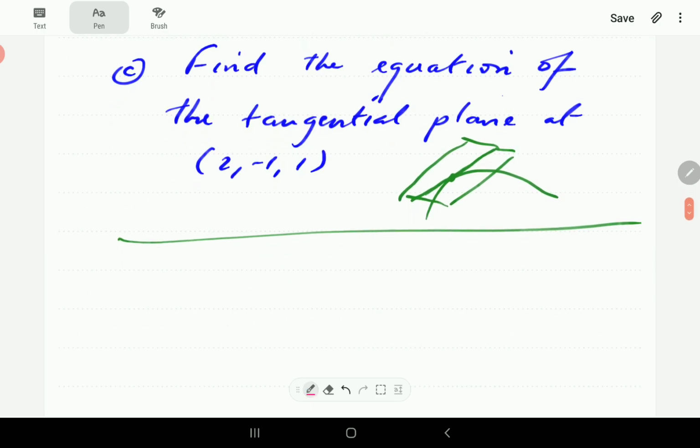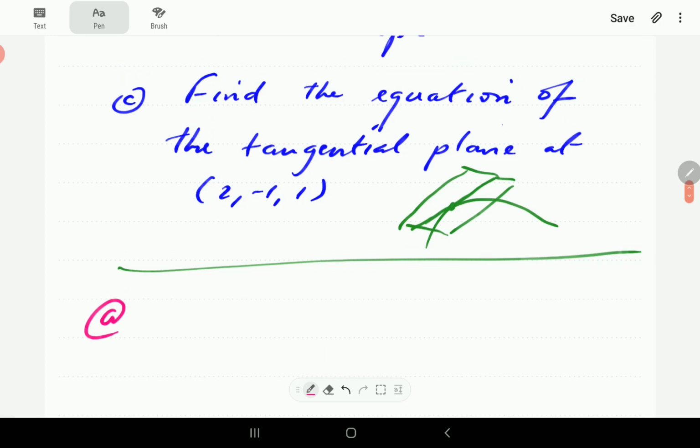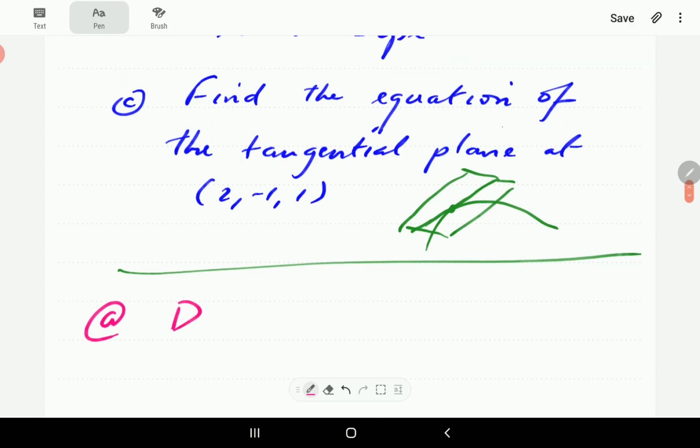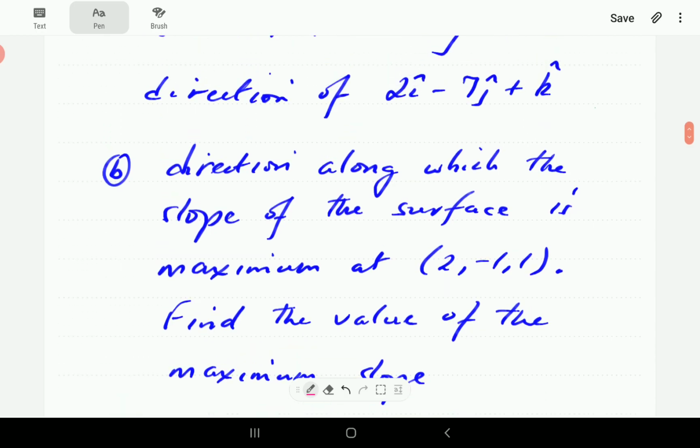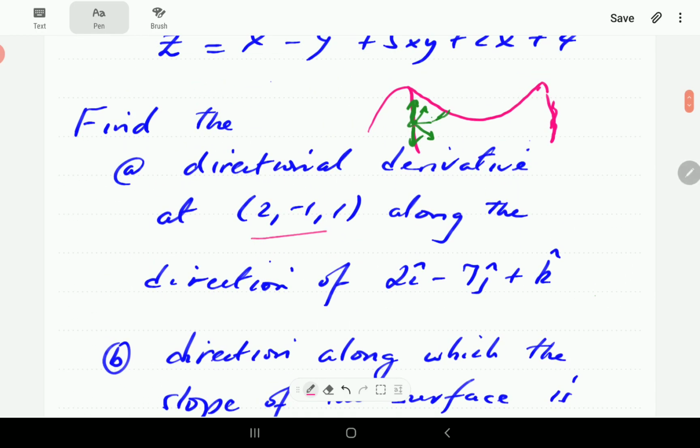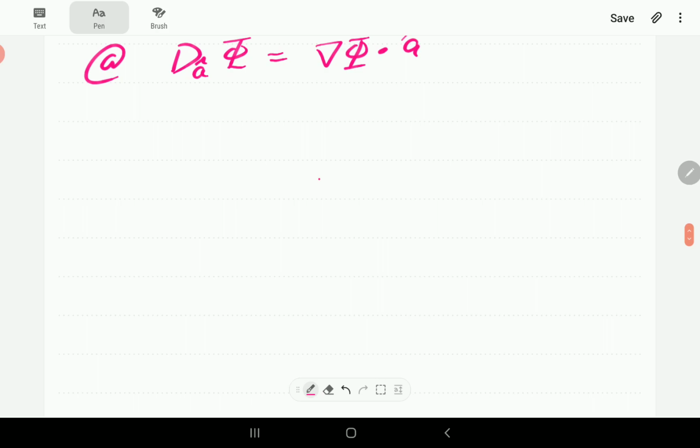So we need to find the directional derivative. The formula for the directional derivative along the direction a-hat of phi is given by the gradient of the scalar function phi dotted with the unit vector, and then this is evaluated at that particular point, which in our case is this one here. So first of all, let's talk about phi.